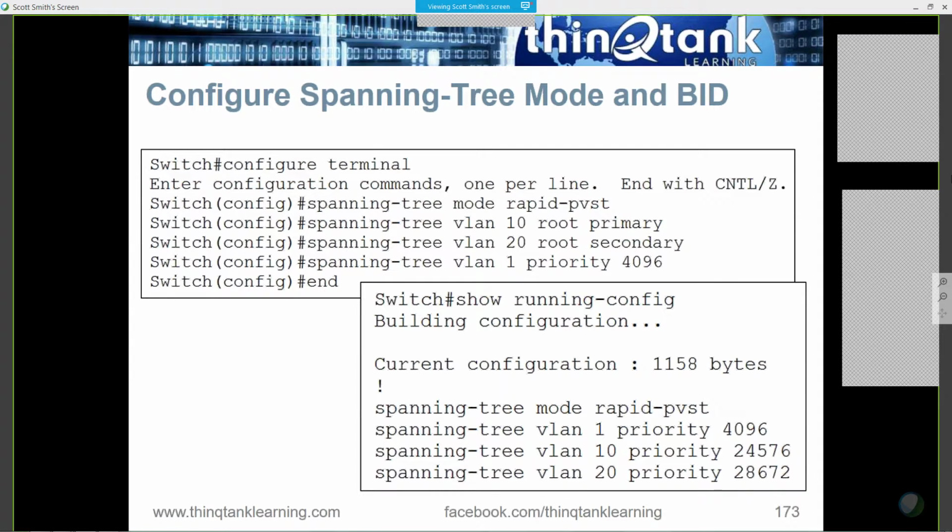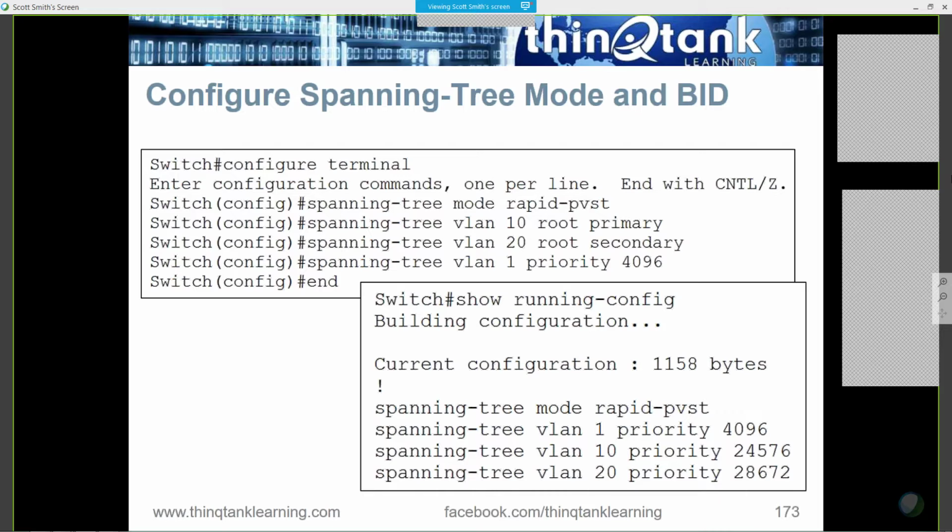You cannot change the MAC address of a switch, so the only way that you can influence who becomes the root is by modifying the priorities. You do that in global configuration mode. First of all, the default mode of spanning tree on a Cisco device is PVST, which is a variation of 802.1d, which we don't want to use, right? So to switch to rapid spanning tree, we use the command spanning-tree mode rapid-pvst. That will change us from PVST to RPVST, rapid spanning tree.